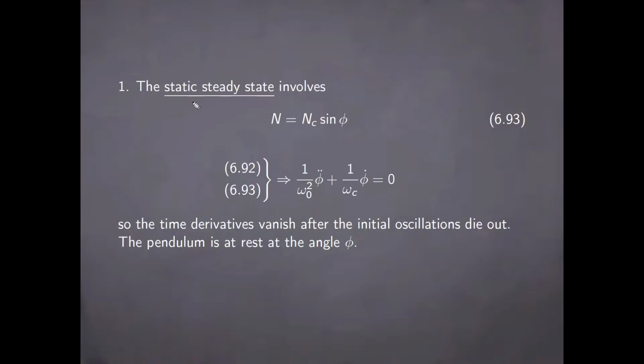The first case is that of the static steady state, and it's the simplest one. It involves the driving torque having this expression, so it's the critical value times the sine of phi. If we introduce this into the equation of motion, we end up with the simplified form here. We see that the time derivatives vanish after the initial oscillations die out, and so the pendulum stays at rest at the angle phi. So this is largely a trivial case once the transients vanish.